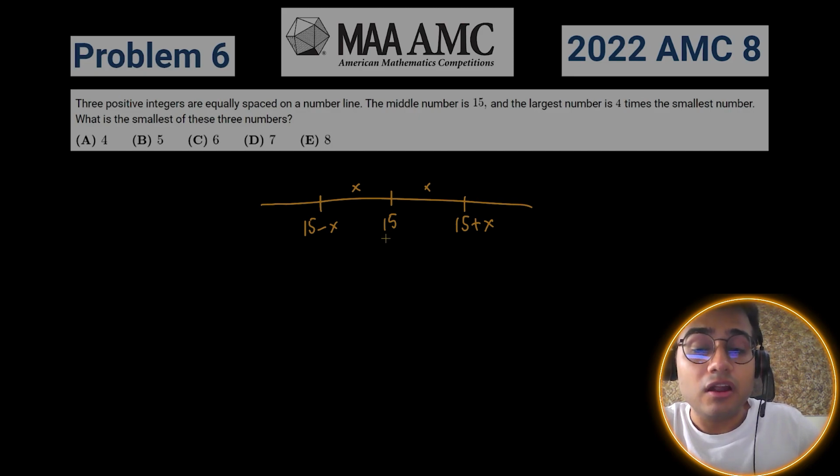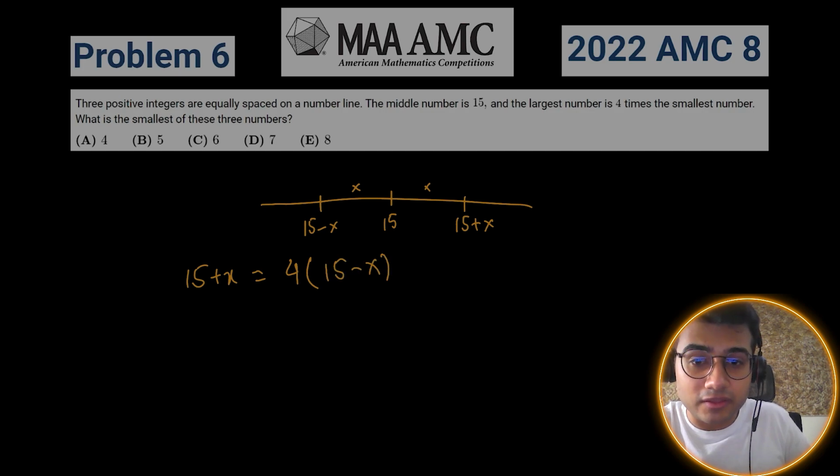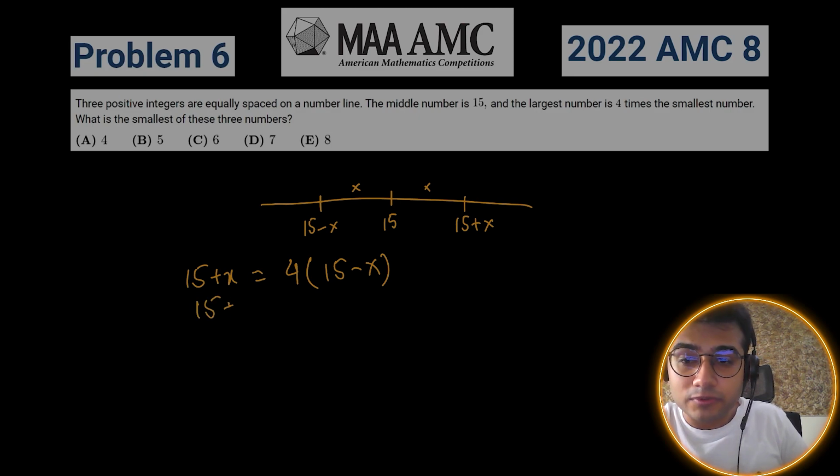Now they're saying the largest number is 4 times the smallest number. So now we can just apply that condition. So the largest number, which is 15 plus x, is 4 times the smaller number, which is 15 minus x. And we can easily use that to find what x is. So we get 15 plus x equals 60 minus 4x. We move the x's to the left side. We get 5x equals 45.